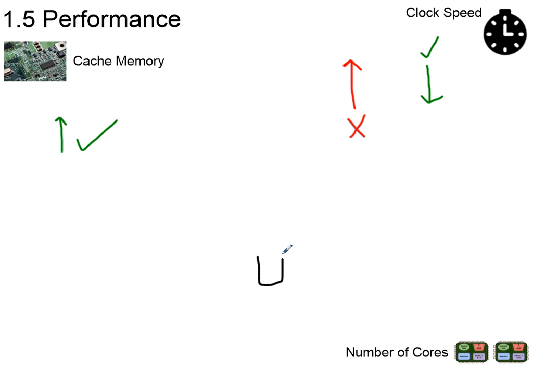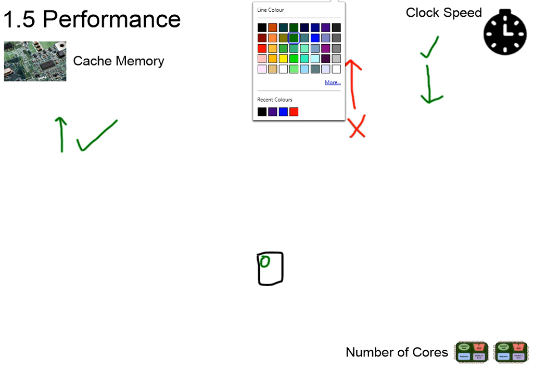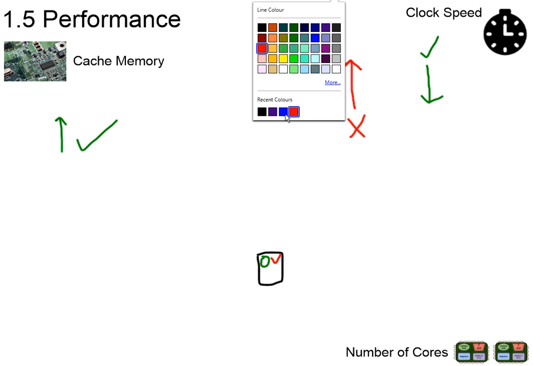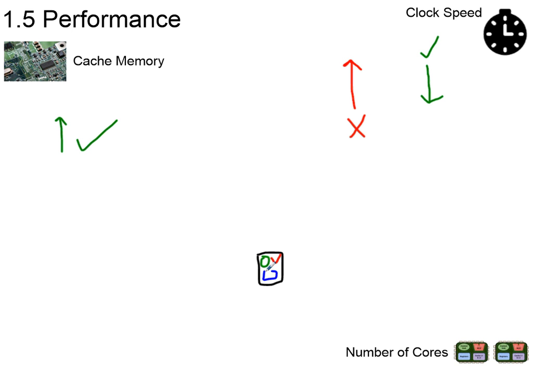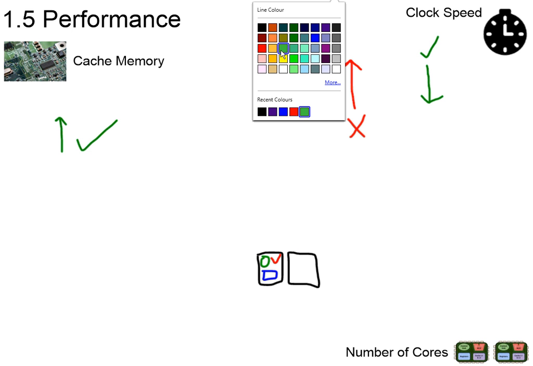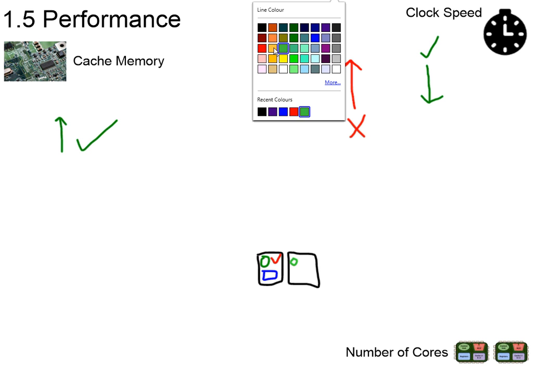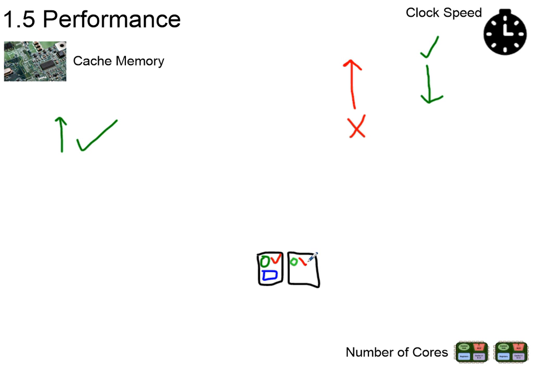One core is a single core computer where you have one control unit, one ALU, and then one set of registers. A dual core computer is where you have two. A quad core computer is 4, and an octa-core computer is 8.